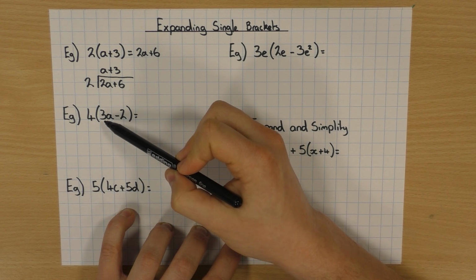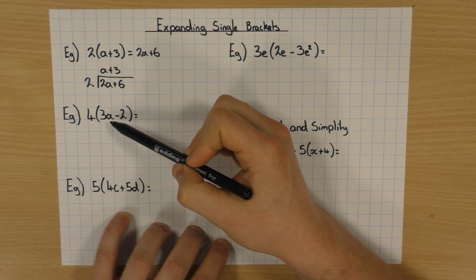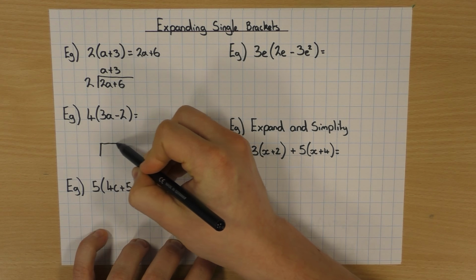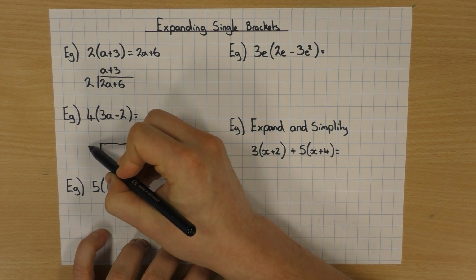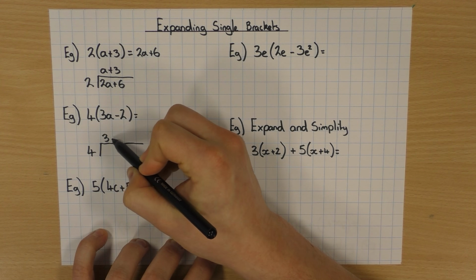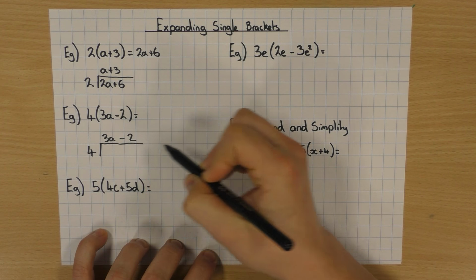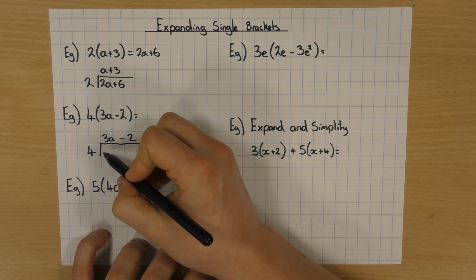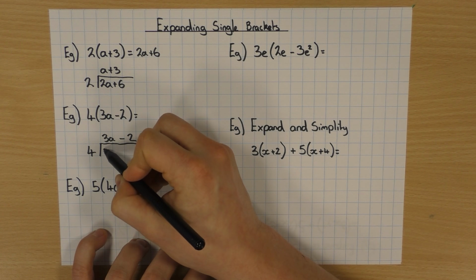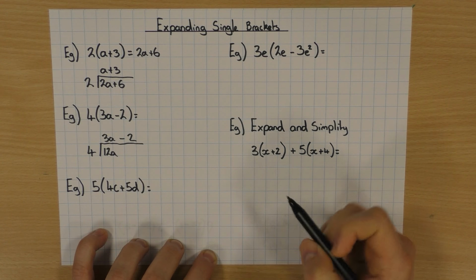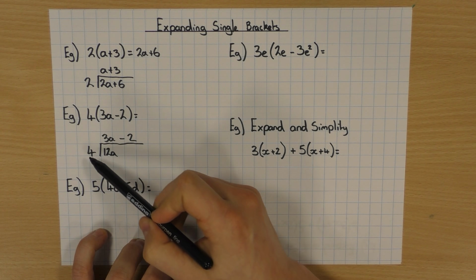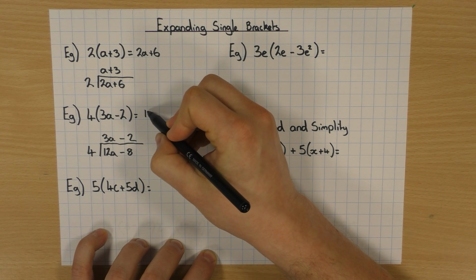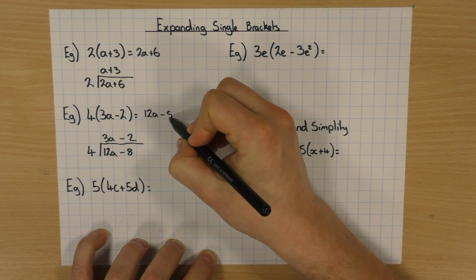Stepping up a little bit, we've now got a coefficient, so a number in front of my variable here, in front of my letter, but don't let it put you off. Draw yourself your table, or your grid, whatever you want to call it. 4 is on the outside, 3a minus 2 is in the bracket, so that goes at the top. Timesing, 4 times 3 is 12, so 4 times 3a is 12a. 4 times 2 is 8, so 4 times minus 2 must be minus 8. And again, that's just your answer, 12a minus 8.